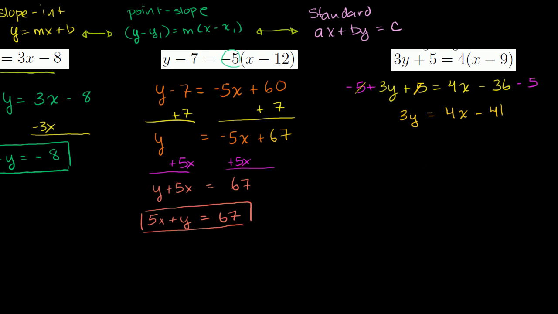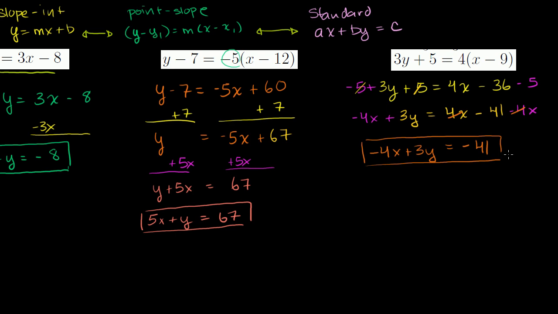And now we want the x terms on the left-hand side. So let's subtract 4x from both sides of this equation. So negative 4x plus, and then minus 4x. What does our equation become? Well, the left-hand side just stays negative 4x plus 3y. And the right-hand side, the reason why we subtracted 4x is so it cancels out with that. You just have a negative 41.